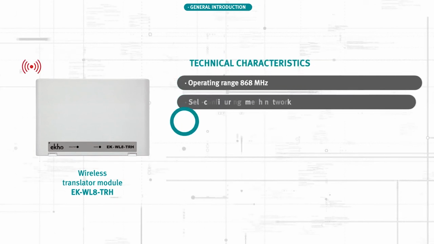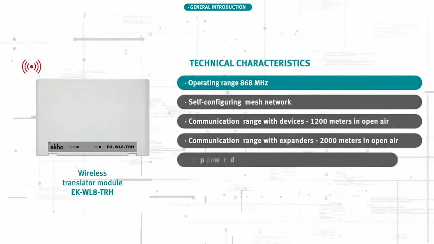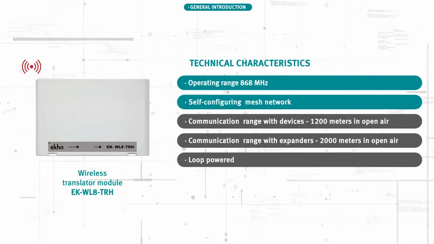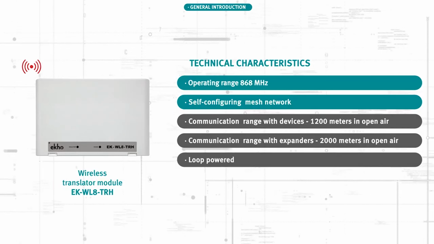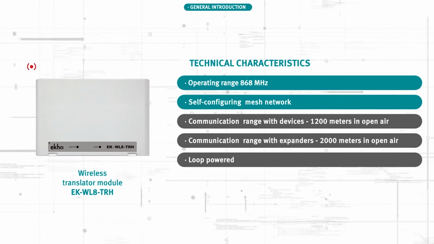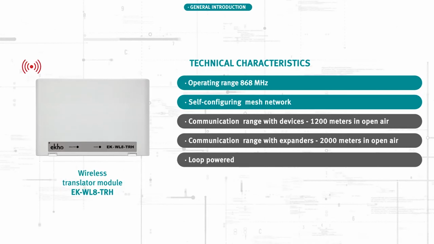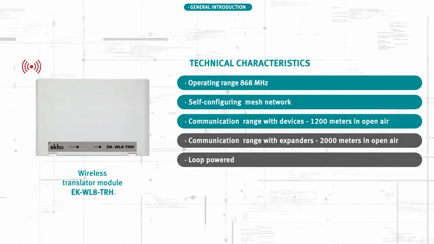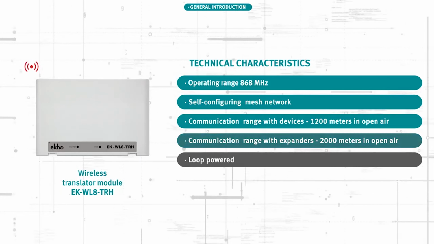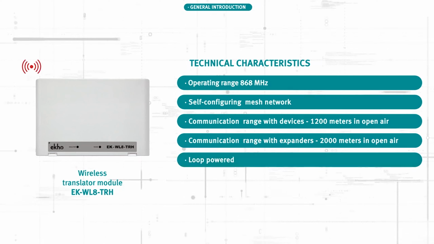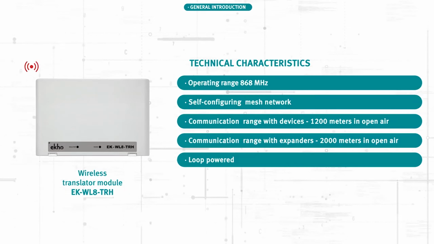its loop. The translator communicates with the Ekho wireless devices operating in the range of 868 MHz with a maximum power of 25 mW. The translator can connect a combination of up to 126 expander modules and devices in a wireless mesh network and transmit all events back to the fire control panel. This is dependent on local installation standards. The communication range of the translator with wireless devices is 1200 meters in open air, and with expander modules, 2000 meters in open air. The translator is powered directly by the analog loop of the fire control panel.